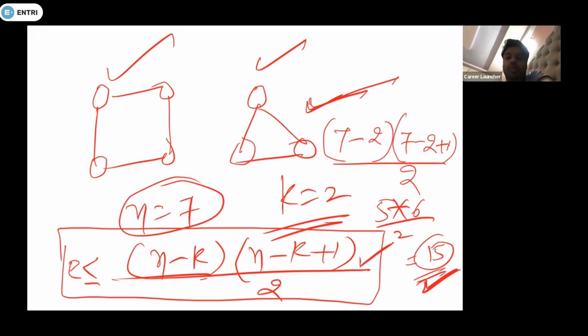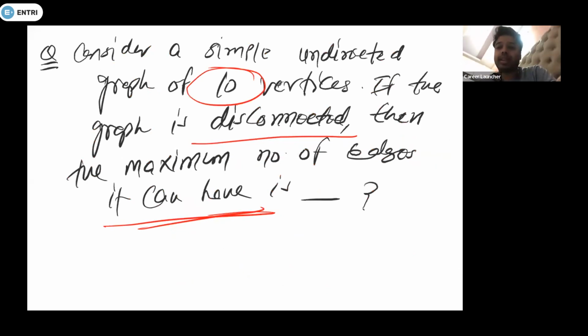Okay, so in the problem it is given that already 10 vertices are there. Okay, 10 vertices are there.